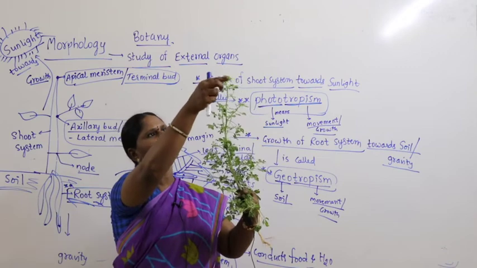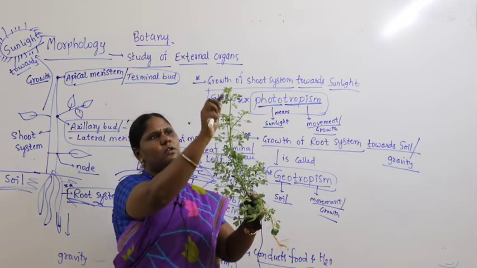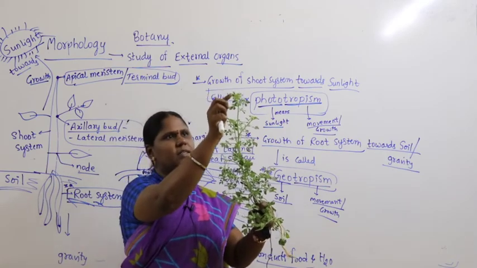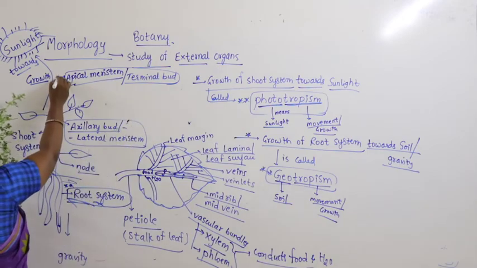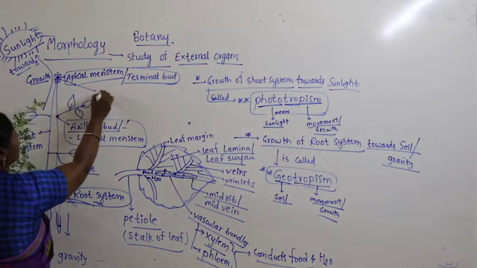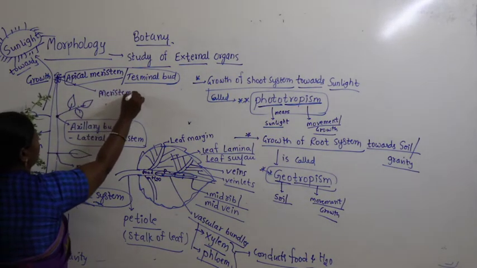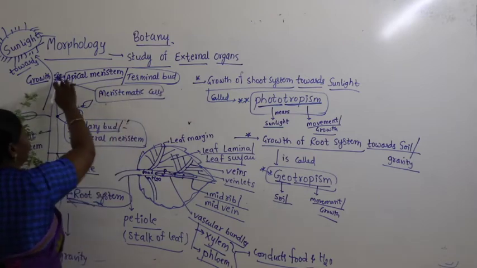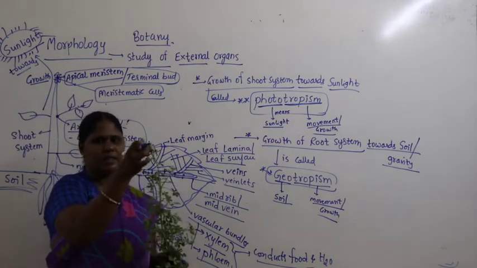Now, look at this plant carefully. Where is the growth occurring? At the tip. Can you see the young leaves here? Growth occurs always at the tip. At the tip we find some cells. A group of cells is called tissue. The cells you find here are called meristematic cells. At the tip you find meristematic cells.